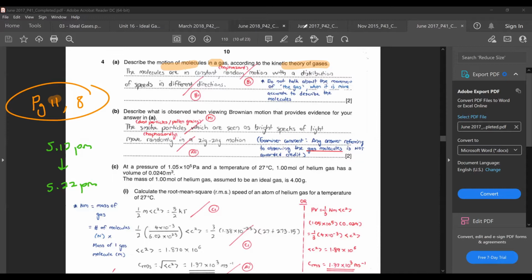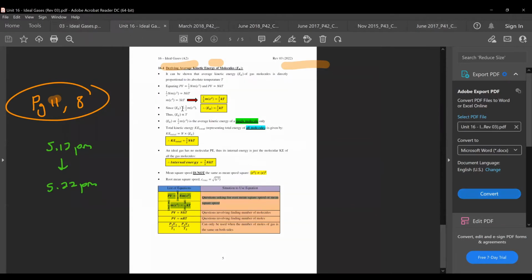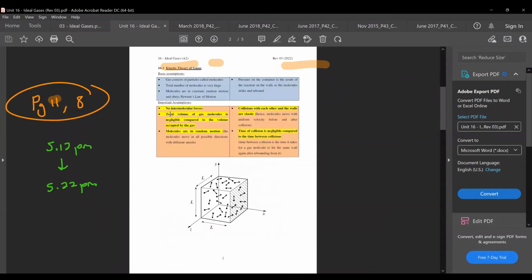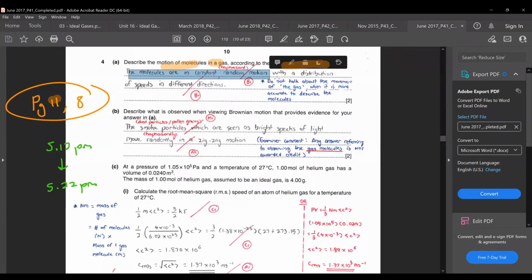So how does a gas molecule actually move according to kinetic theory of gases? What was mentioned to you was that the molecules are in constant random motion. If you recall what was written inside the notes, the molecules are in constant random motion. So you can say that they are in constant random motion with a distribution of speeds in different directions.